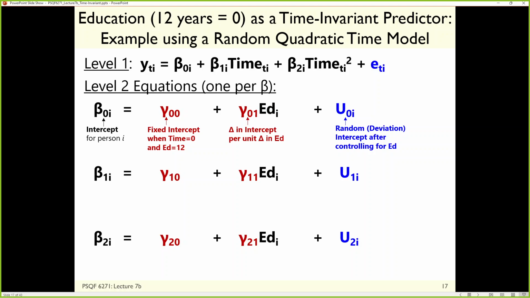I'm not going to adjust the terminology. I think that's too hard. So that means that if I put in education, I should be explaining some of this U0 variance, and I should be able to compute a pseudo R-square for it to see how much of the intercept variance was due to education, and then see how much is left over.